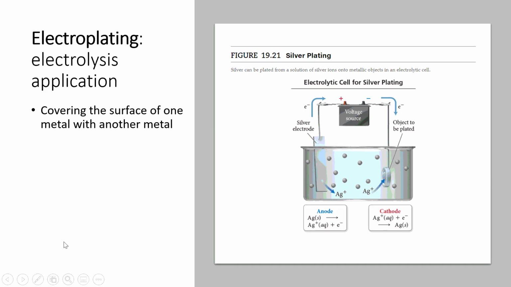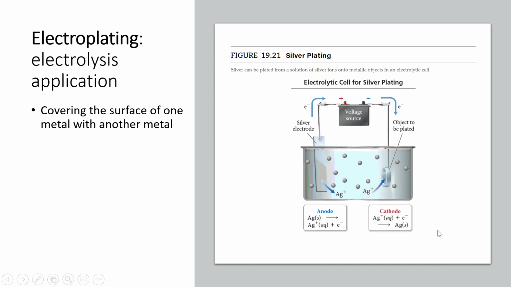All right, so let's think about when we would apply doing these kinds of calculations. Often the application would be in electroplating, which is an example of an electrolytic cell, or electrolysis we call it. It's when you cover the surface of one metal with another metal. So here's a diagram from our textbook showing an electrolytic cell being used for silver plating.